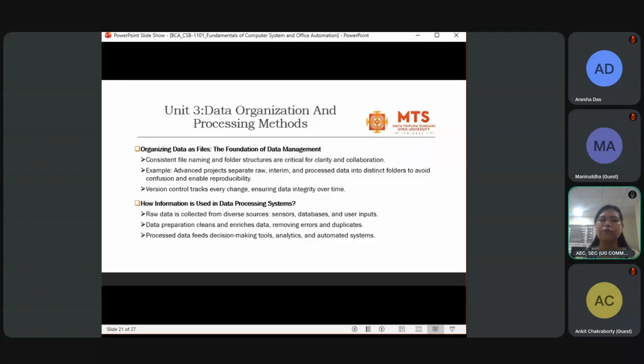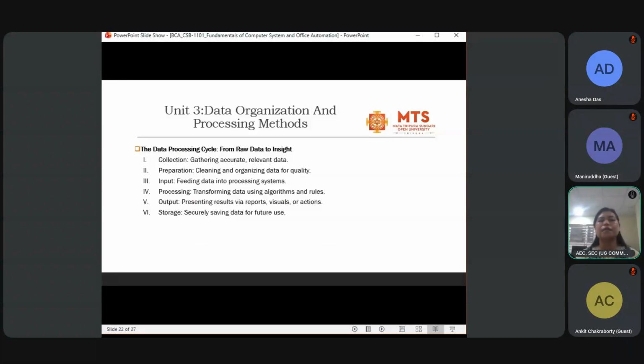And how important information is used in a data processing system: raw data is collected from diverse sources, sensors, databases, and user input. Then data preparation: clean and enrich data, removing errors and duplicates. Then processed data feeds decision-making tools, analytics and automated systems.